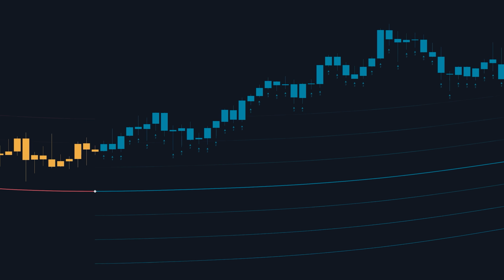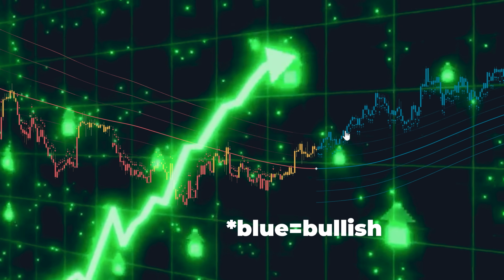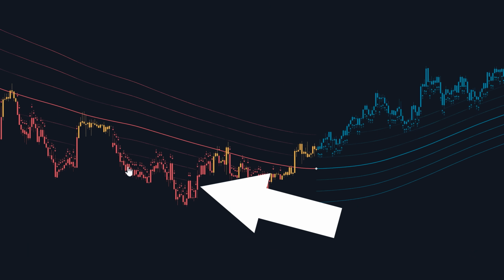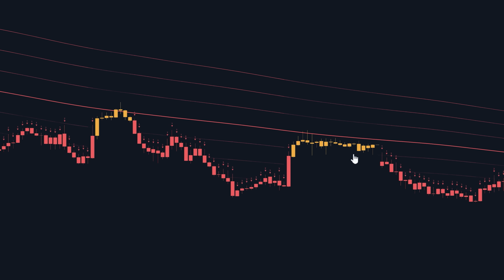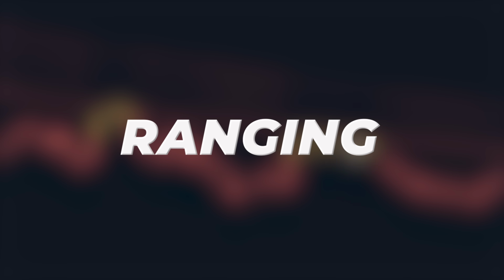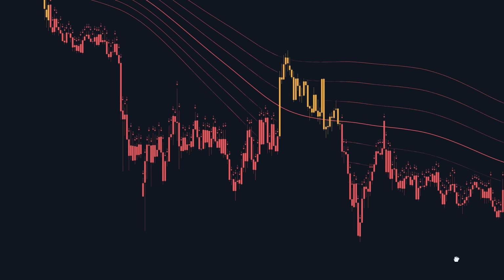On top of that, you'll also notice the candles themselves change color. You've got blue for bullish and red for bearish. But you'll also see these orange candles. These are super important because they highlight areas where the market is not trending, warning you of a ranging or consolidation phase. It serves as a get ready or transition stage for the market.